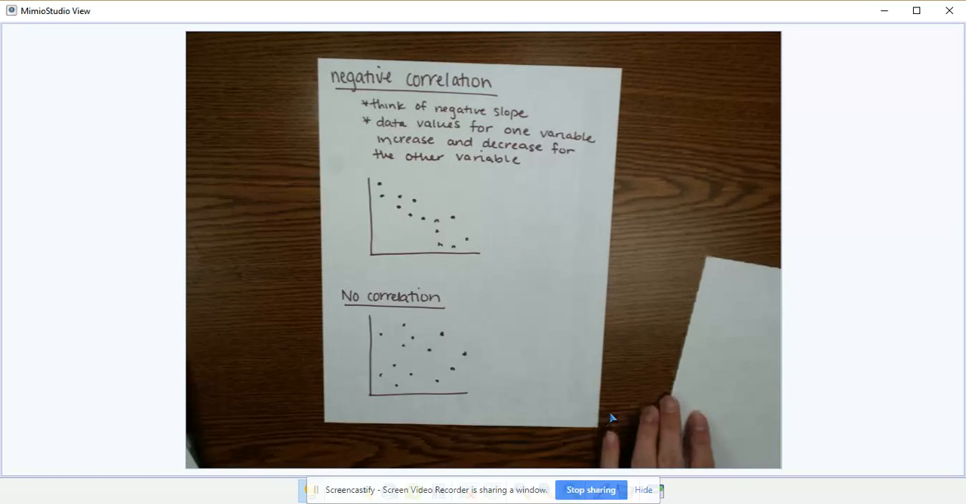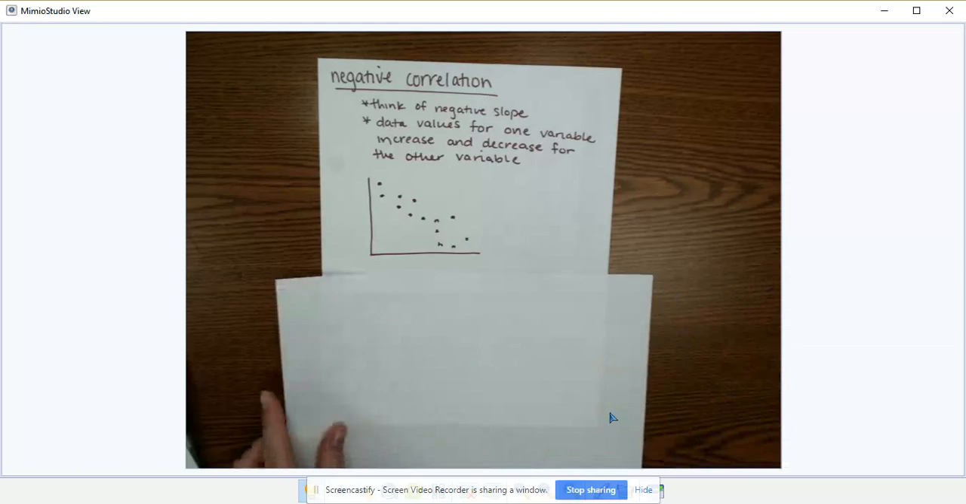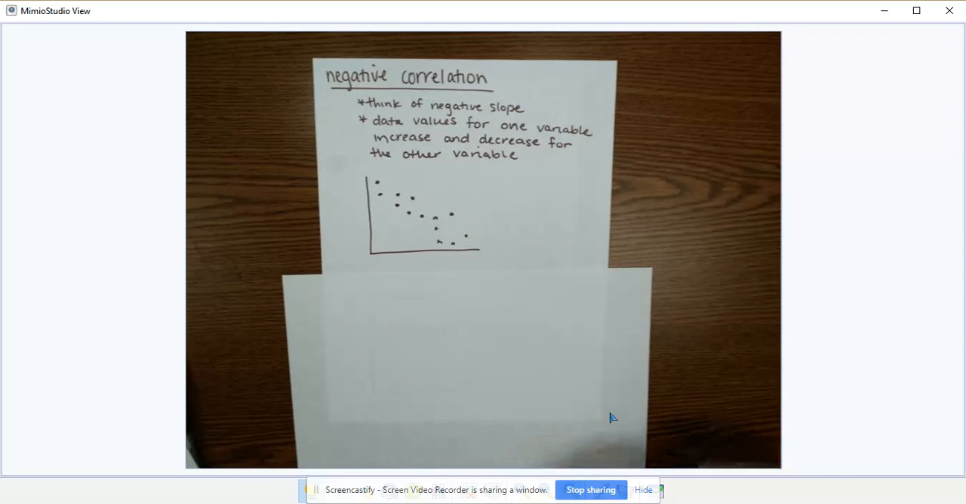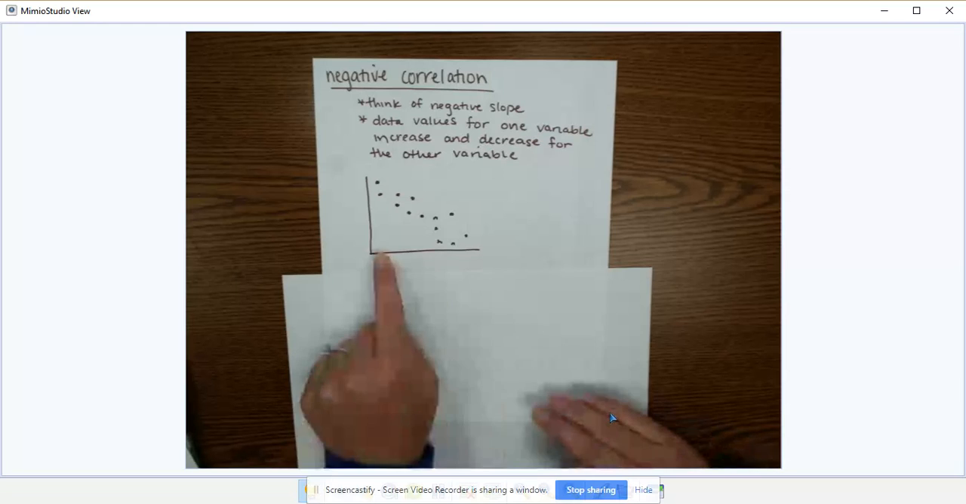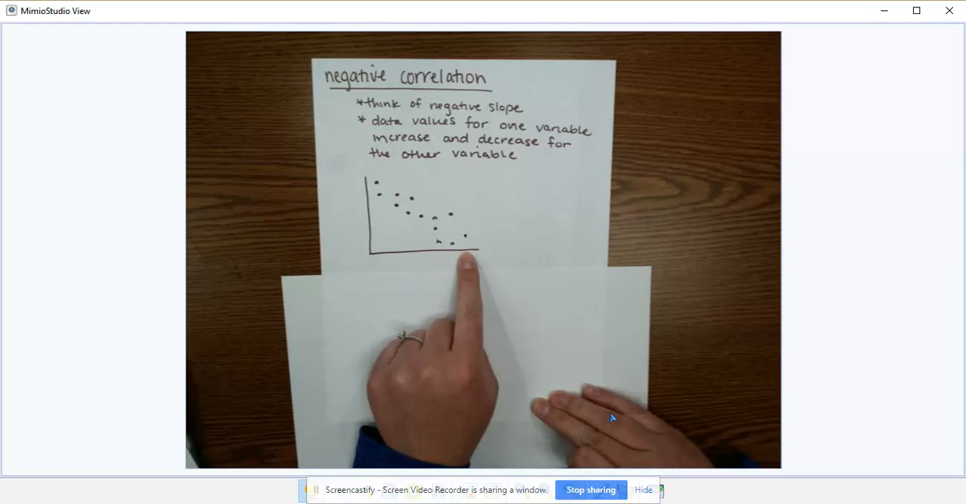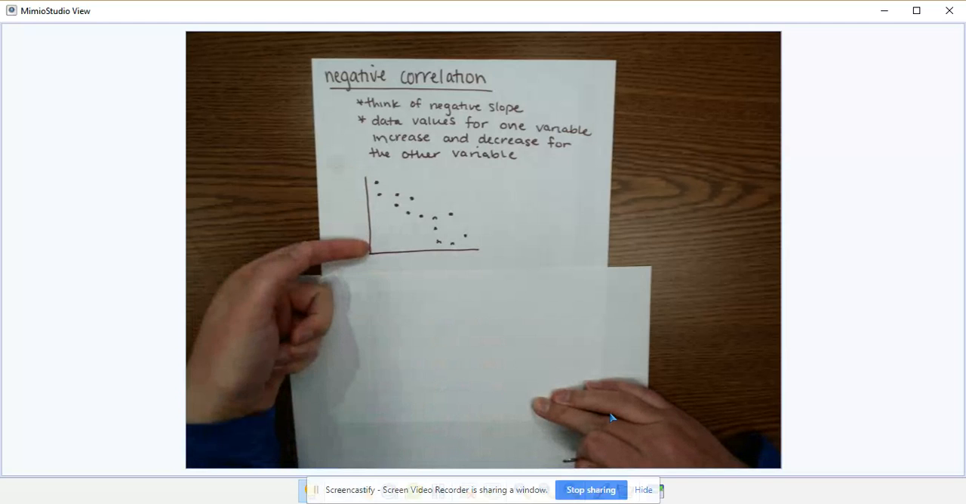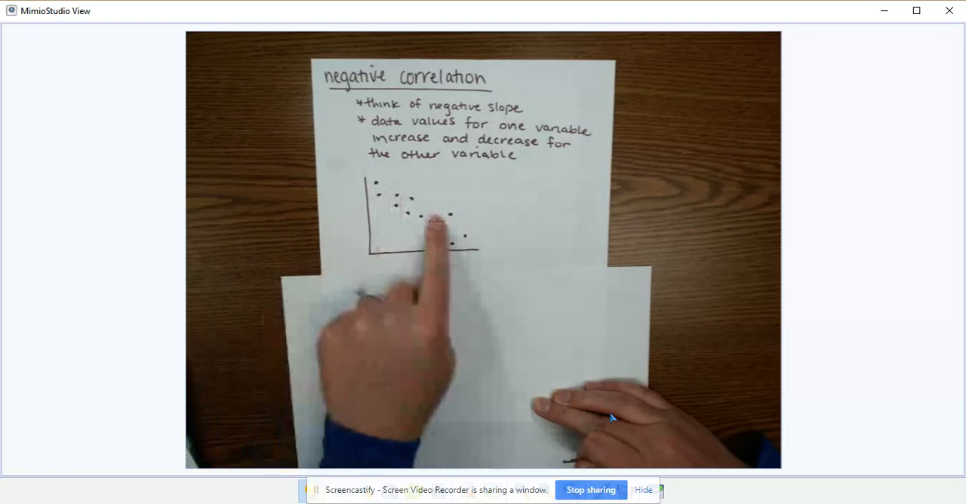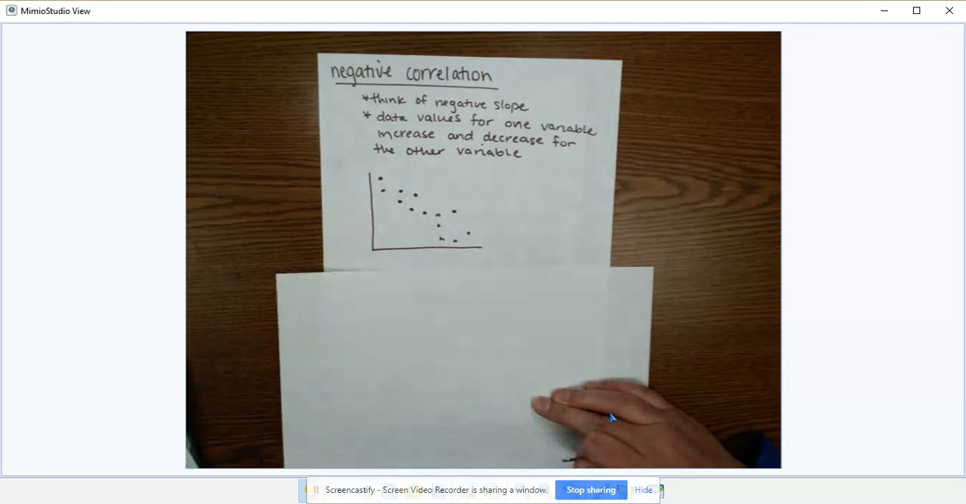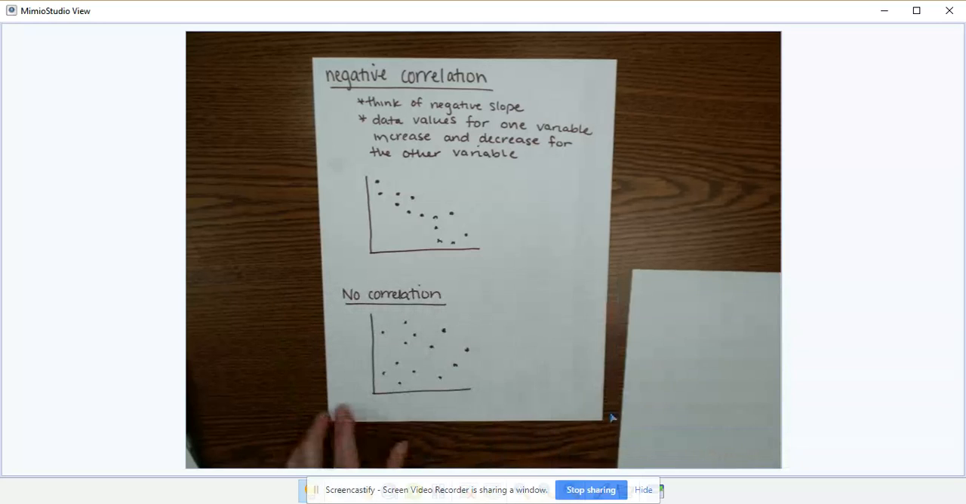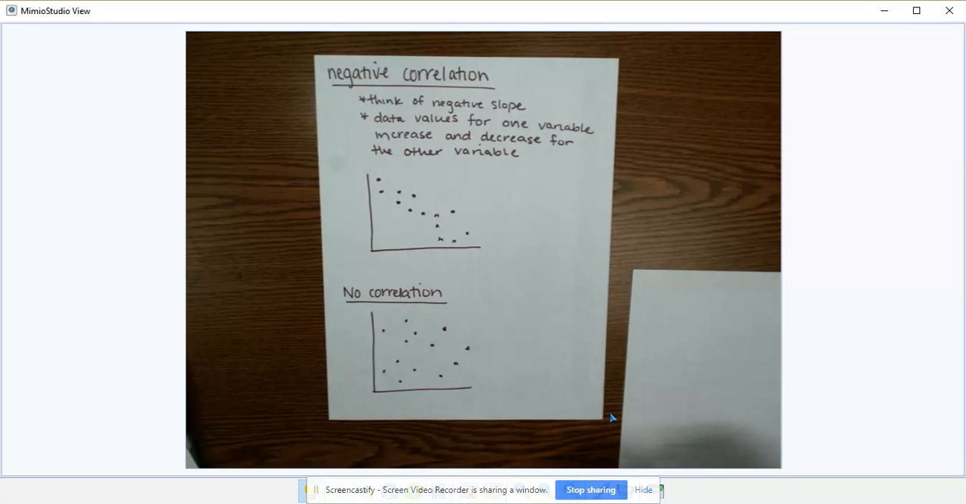We also have negative correlation, so that is similar to negative slope, and with our data values, one will be increasing while the other decreases. So here our x values continue to increase, but our y values are going down. So this is negative correlation. It looks like it has negative slope. And then we also have data that will have no correlation. The two variables won't be related at all, so they're just points all over the place.